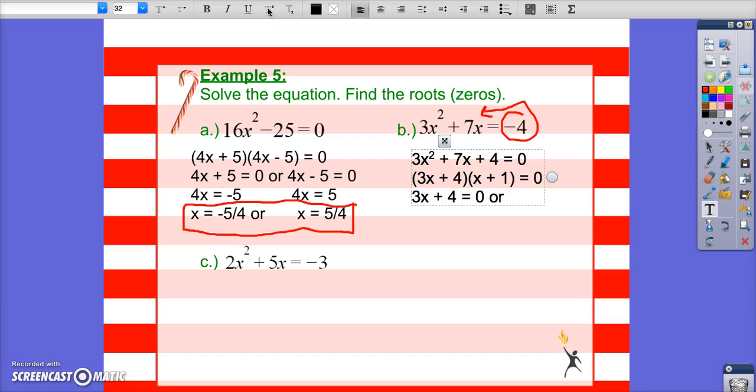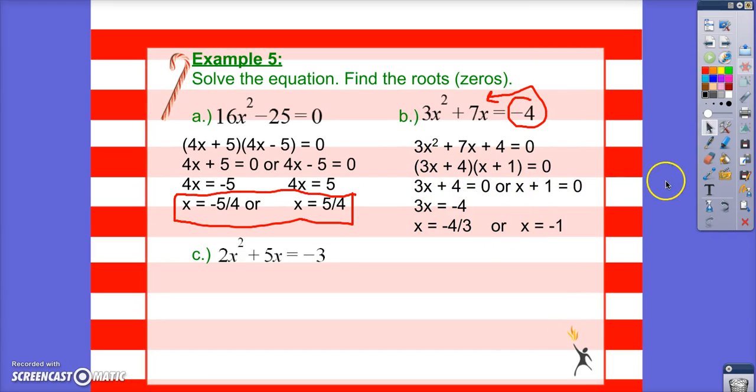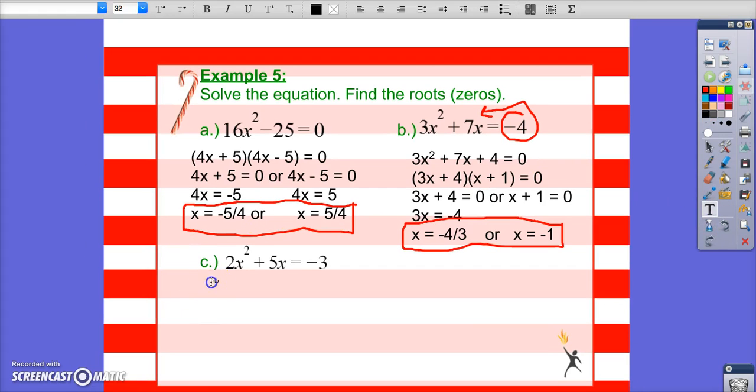Set them each equal to 0. And I waited to show the step on this one here because it was just a one step on the right here. So you get x equals negative 4/3, or x equals negative 1. Last one. Remember, you're doing that check OI to make sure your factoring works. You don't want to just write whatever and hope for the best.